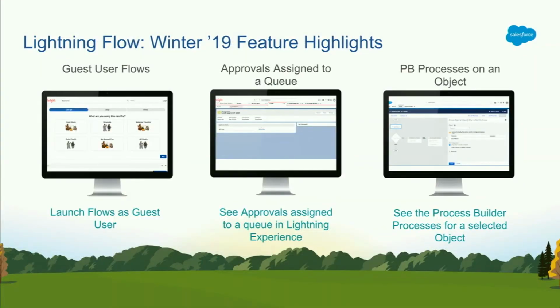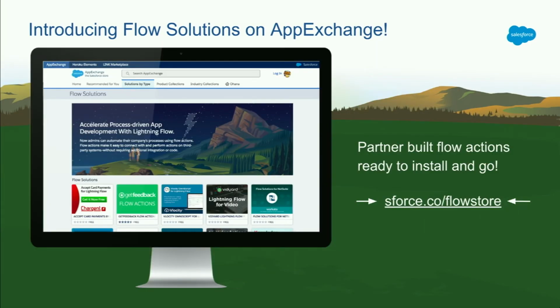Cool. So let's switch over to the presentation and talk a little bit about what I just went through. The feature highlights for winter: we have the guest user flows, where you can launch flows in the community as a guest user. We have approvals assigned to a queue in the Lightning experience. Now they show up. We have process builder processes on an object. For the record, we call them process builder processes for a selected object when you select that object in building out a new process builder process. And then, of course, as I mentioned, the brand new Flow Solutions category on the AppExchange. Definitely check that out with the short form URL.